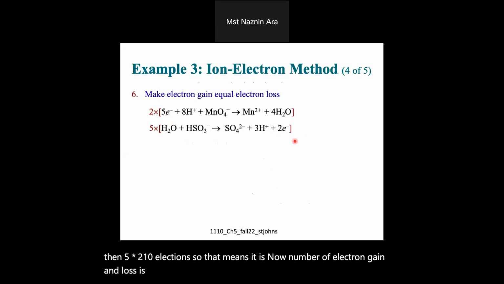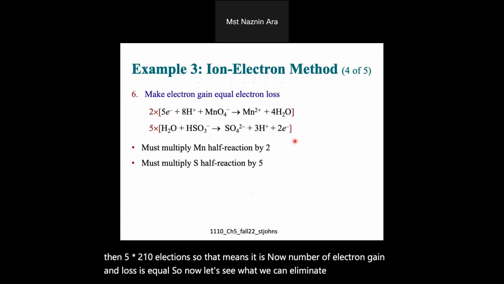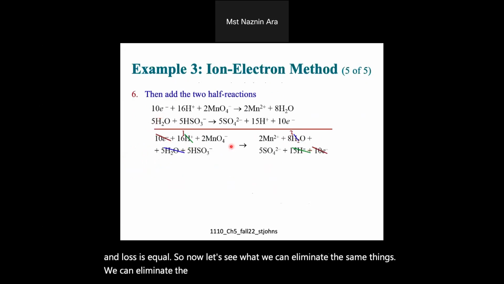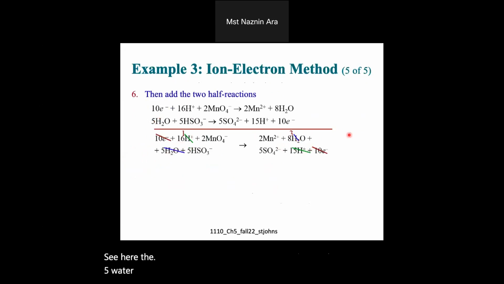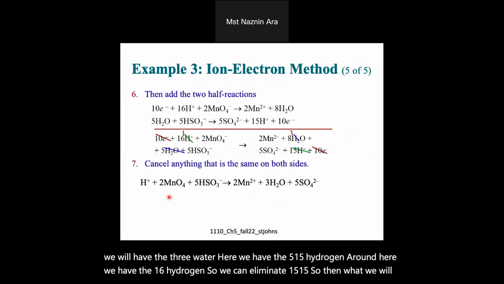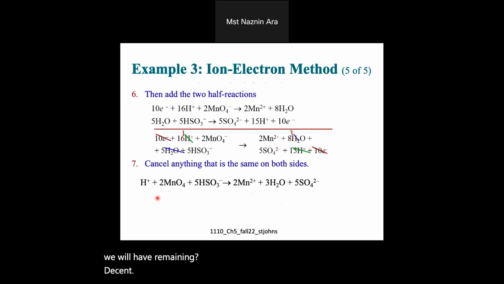So now let's eliminate the same things. We can eliminate the same number of electrons. We can eliminate the 5 water; on the right side we have 8, so then we will have 3 water. Here we have 15 hydrogen ions and here we have 16 hydrogen ions, so we can eliminate 15 and 15. Then what remains is this ion. So now the equation is balanced in acid, and we have the hydrogen ion on the left side.